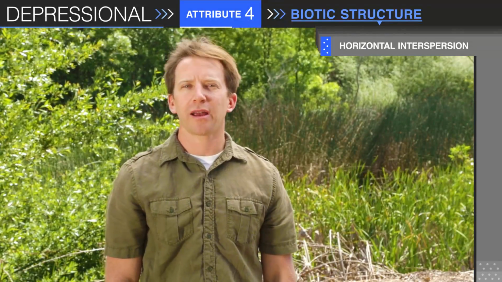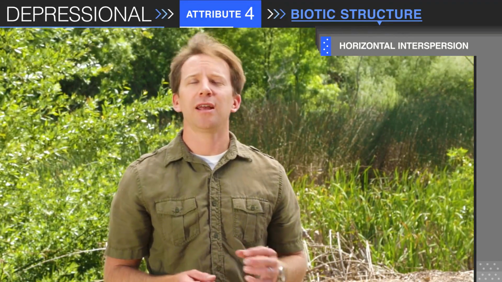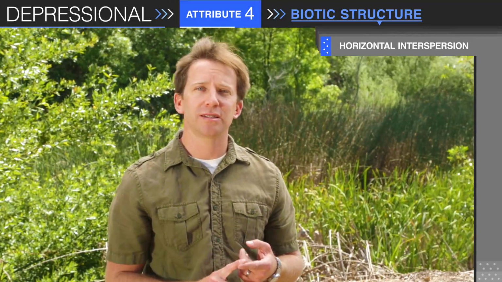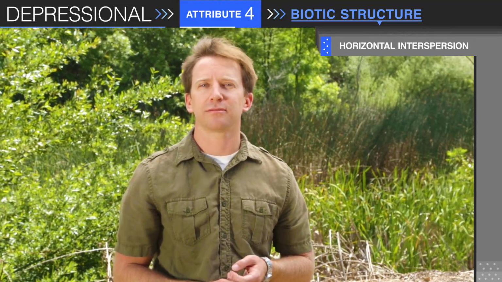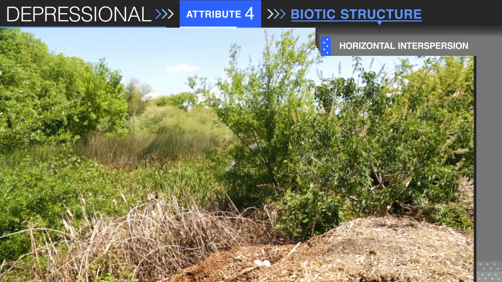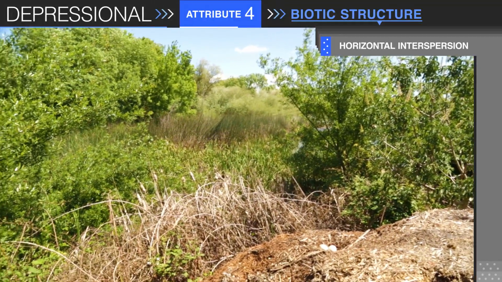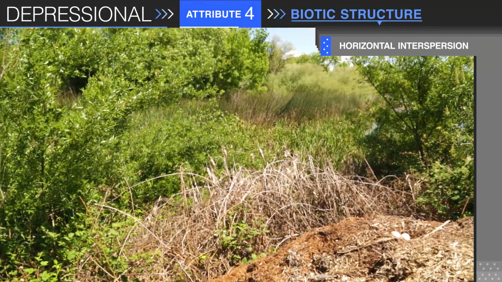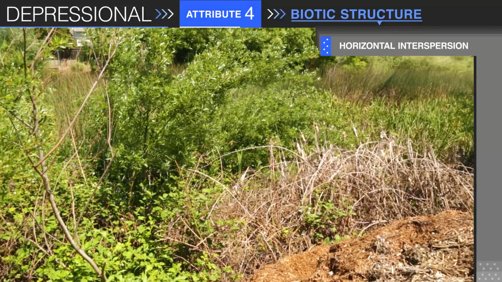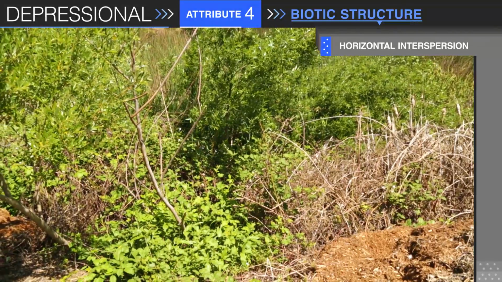Metric 2 of the biotic attribute is horizontal interspersion. It refers to the variety and mixing of plant zones along elevational gradients, moisture gradients, and other environmental factors. Here at Tyson's Lagoon, we have several plant zones. Here you can see a buckeye and willow zone. Off in the distance, we have 2 different emergent vegetation zones, that being typha and tule. And then in the foreground, a brush zone made up of invasive blackberry.